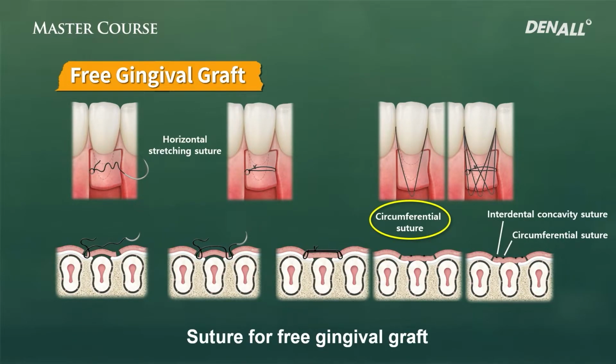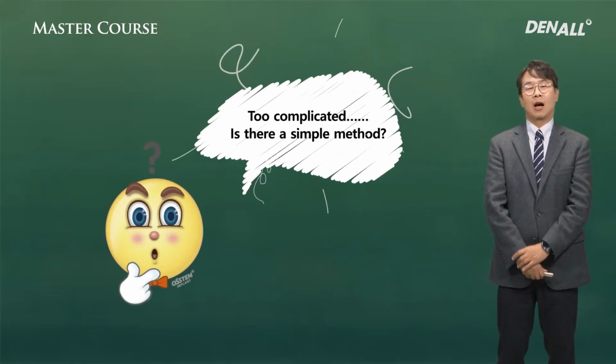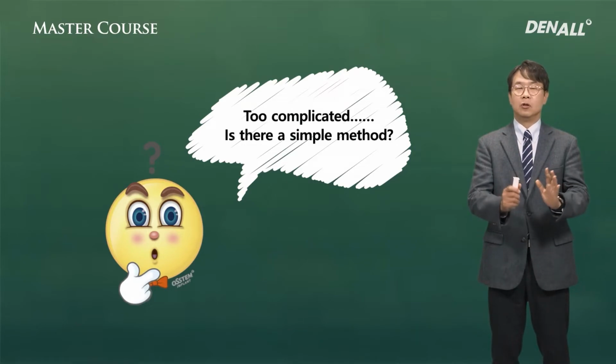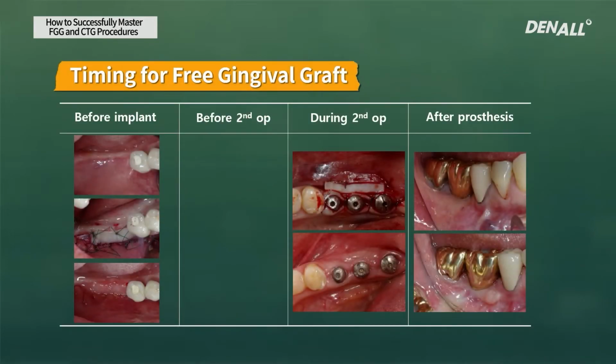Horizontal stretching, the middle portion is stretched, and from upper side, if it goes down circumferentially or interdentally, they are called the circumferential suture and interdental concavity suture. But matrix suture is used to press down the graft. The most important thing is the circumferential suture that presses down the graft. They look very complicated. Is there a simple method? Yes, there is. And let's have a look at them using examples.